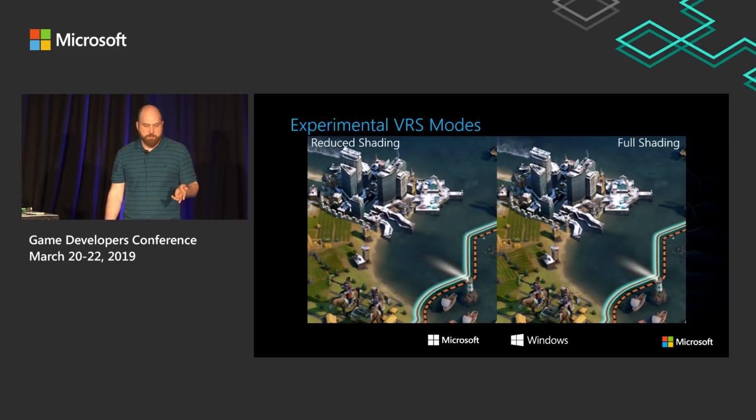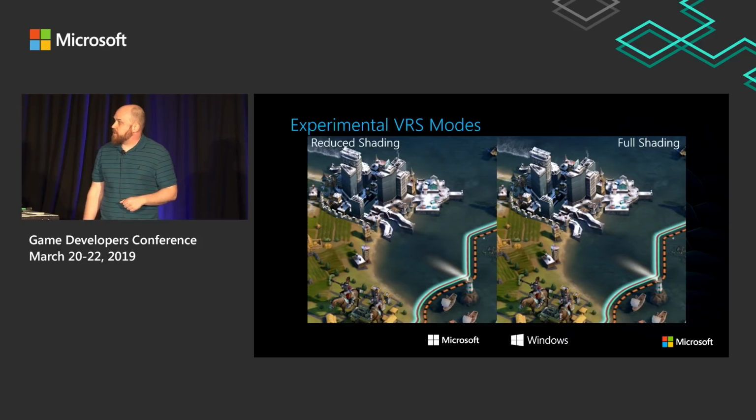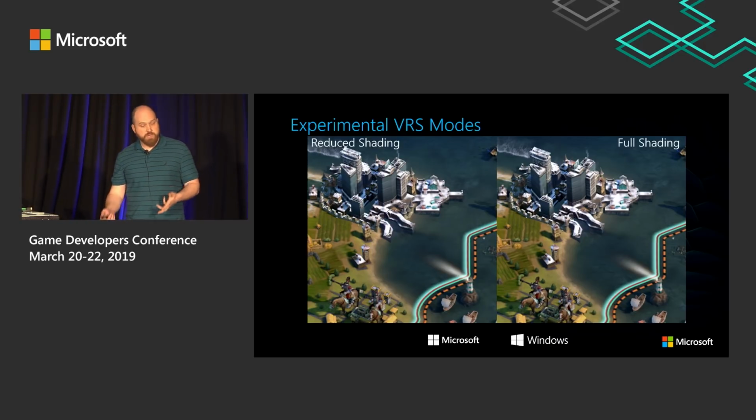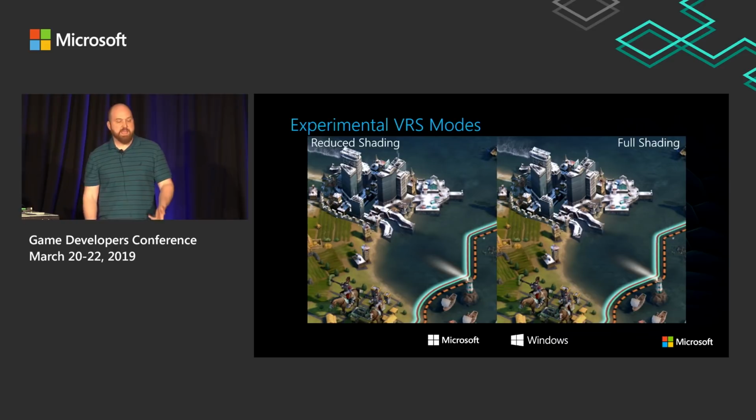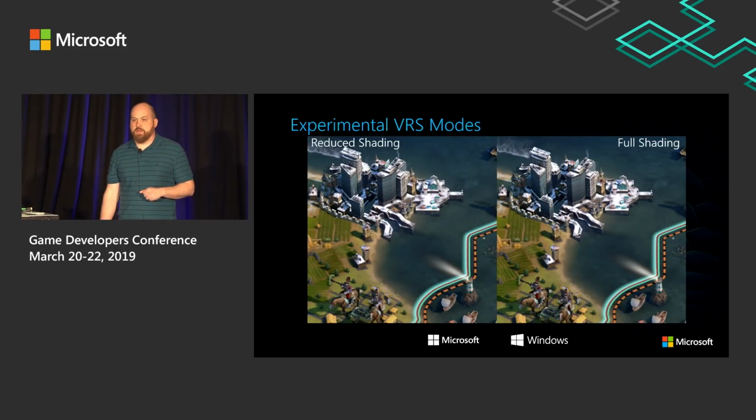So here you can see side by side the reduced shading using the tier 2 image-based shading rate on the left and full rate on the right. And if you look closely, you can see some quality differences, like in the shadows in the water, a little bit less detail on some of the terrain that's showing through the water, but it's pretty good quality. If you're running this at 4K, you're probably not going to notice those small differences.